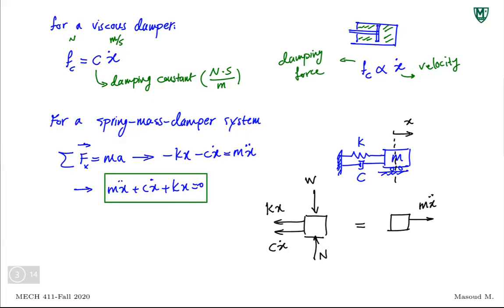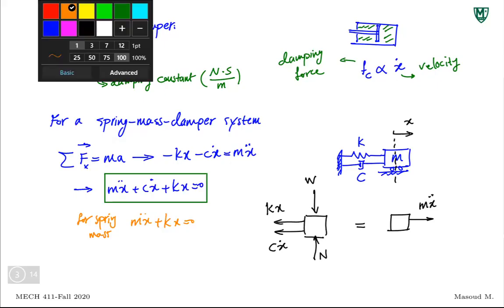Now, this form of the equation is also a second order differential equation. As you can see, we have x double dot. Now, one thing has changed compared to the equation we had from before. If you remember, for a spring mass system, what did we have? I had mx double dot plus kx is equal to 0, right? From before. But now it's changed.